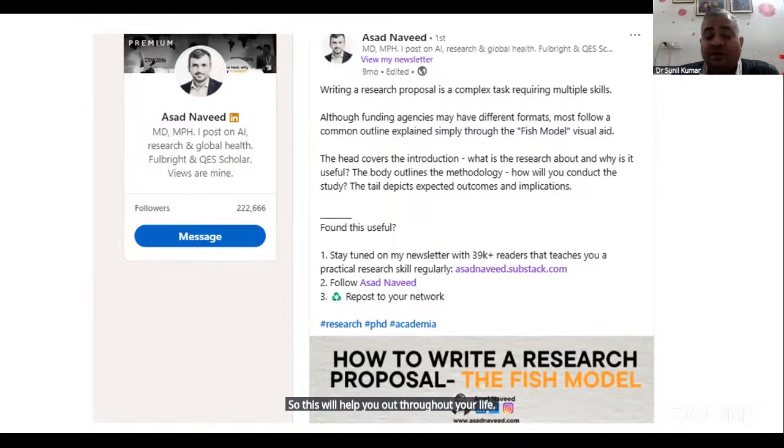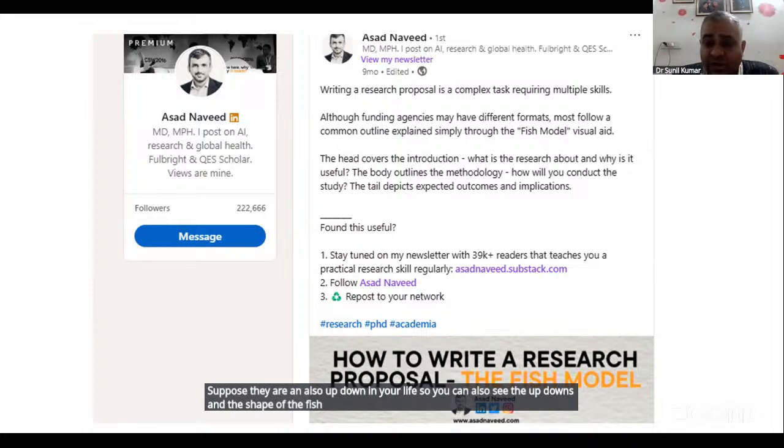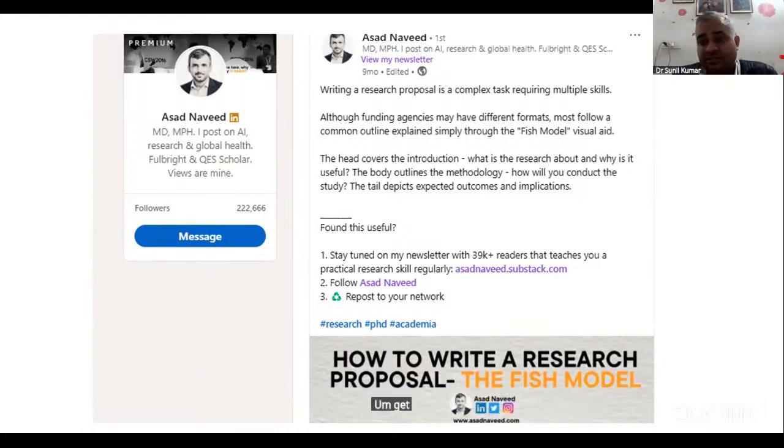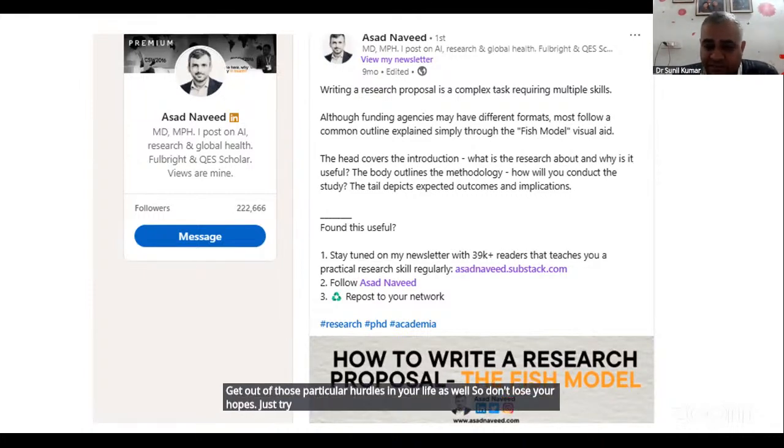And you can also consider it in your life as well. Suppose there are ups and downs in your life, so you can also see the ups and downs in the shape of the fish. So you can correlate with the problems, and you can get out of those particular hurdles in your life as well. So don't lose your hopes, just try for the best, and try and learn the things, because learning never ends.